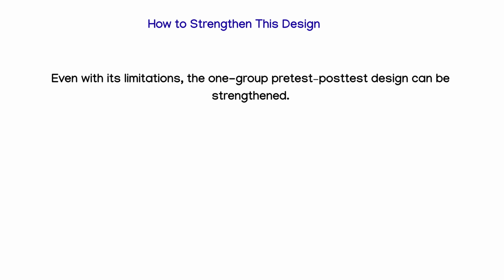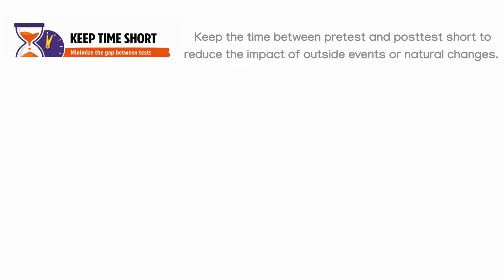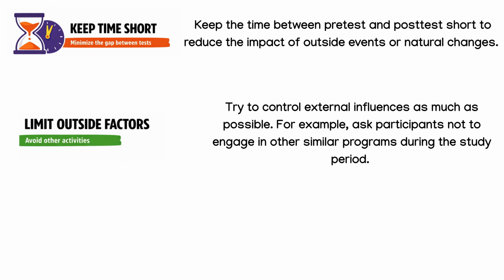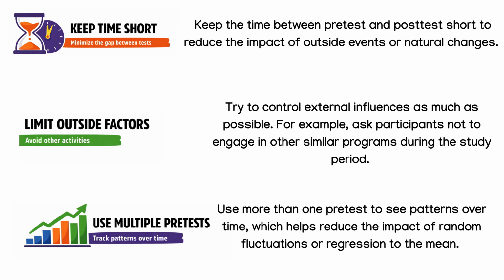How to strengthen this design? Even with its limitations, the one-group pretest-posttest design can be strengthened. Keep the time between pretest and posttest short to reduce the impact of outside events or natural changes. Try to control external influences as much as possible. For example, ask participants not to engage in other similar programs during the study period. Use more than one pretest to see patterns over time, which helps reduce the impact of random fluctuations or regression to the mean.